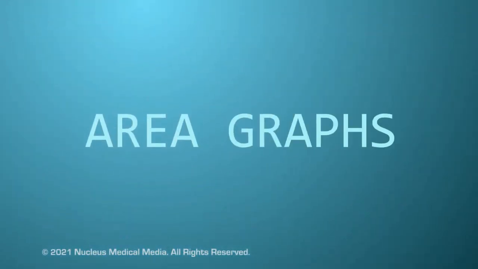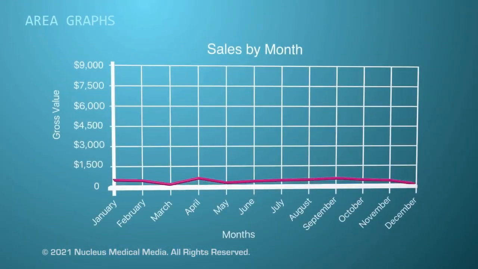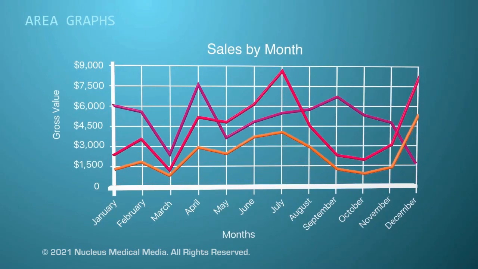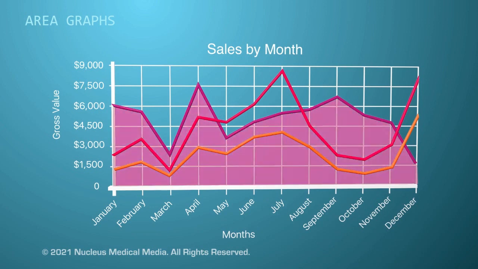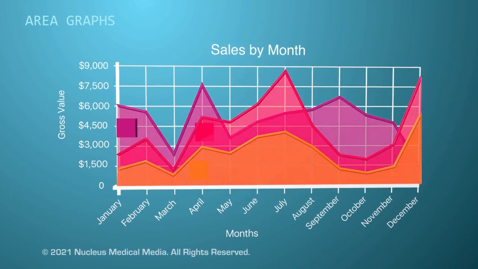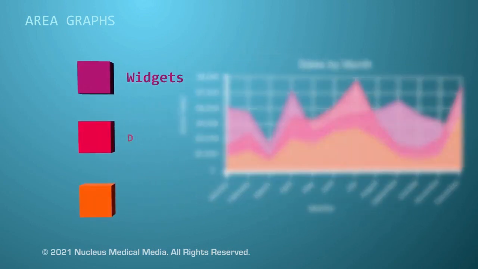Next up are area graphs. Area graphs are a combination of multiple line graphs. When making an area graph, each line graph usually has a different color underneath with a color key that identifies what each line represents.